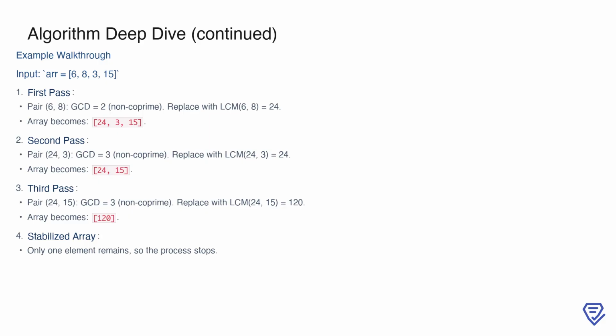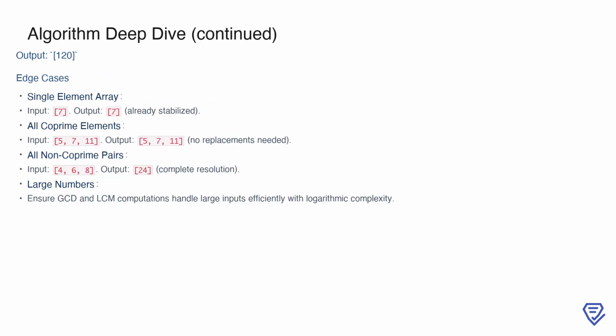Finally, the pair 24, 15 has a GCD of 3, so it is replaced with their LCM, 120, leaving us with 120. At this point, the array is stabilized because it contains only one element, and the process stops. The final output for the example is 120, demonstrating how the array is resolved into its stabilized form.